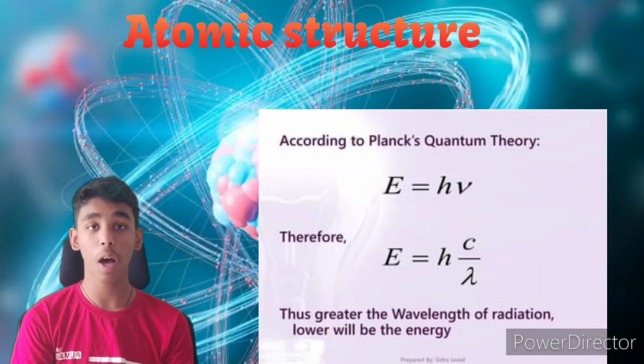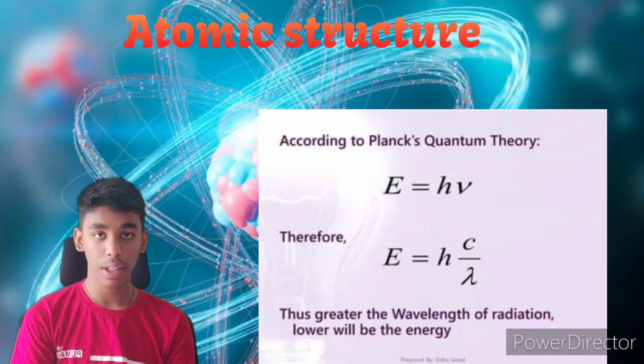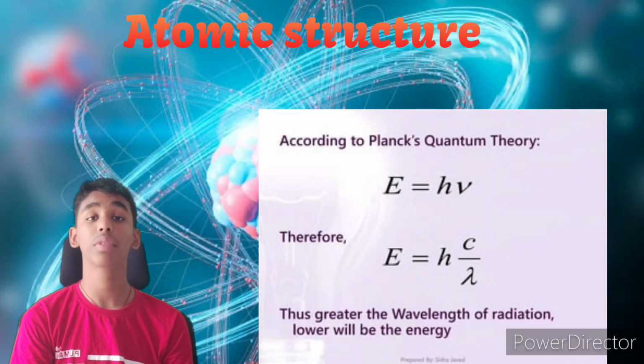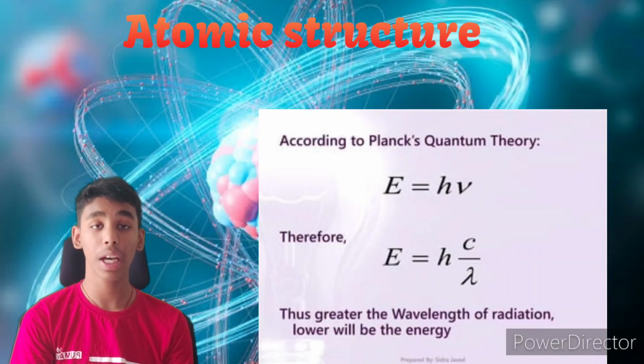We can express this formula as hν, and ν can be written as c by λ, where ν is the frequency, and frequency is equal to the speed of light divided by the wavelength. So we can write this as E = hc/λ. This is only for one specific quantum. If there are more quanta, the formula becomes E = nhν, or E = nhc/λ.